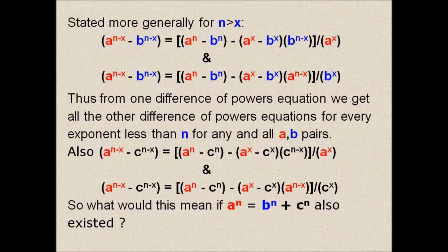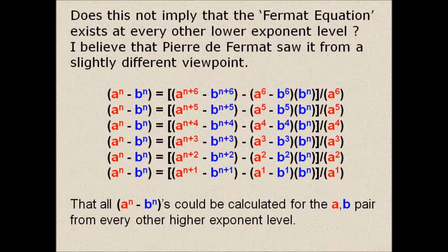We have replaced b to the n minus x by c to the n minus x in the above two equations. So what would this mean if a to the n equals b to the n plus c to the n also existed? Does this not imply that the Fermat equation exists at every other lower exponent level?